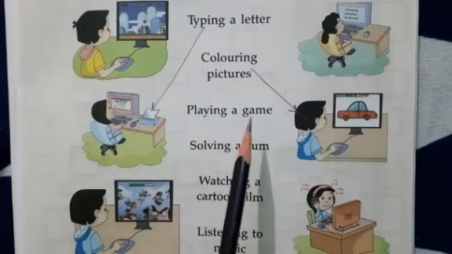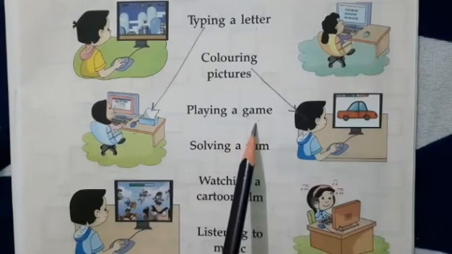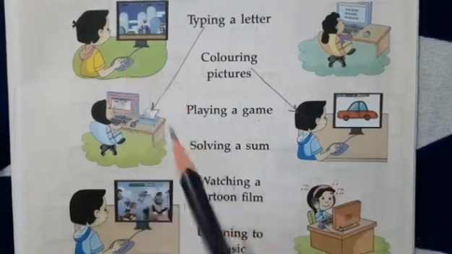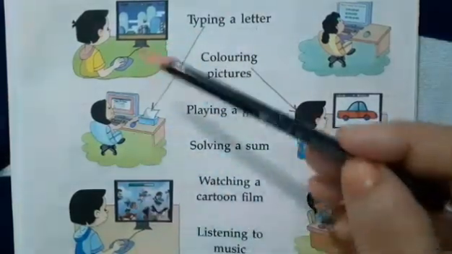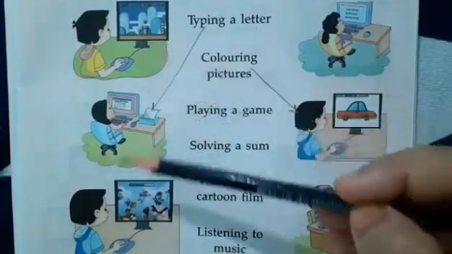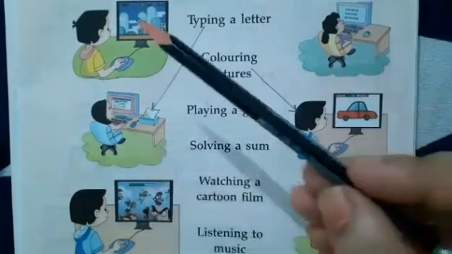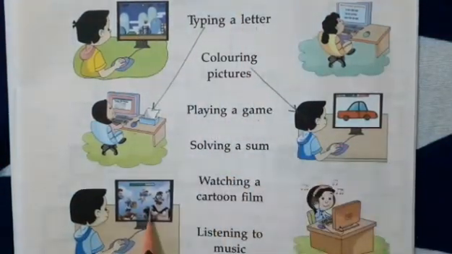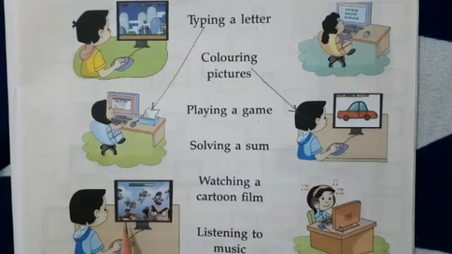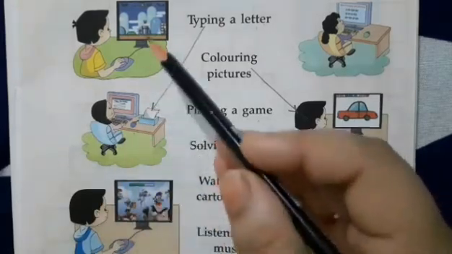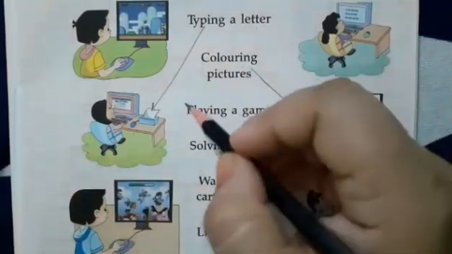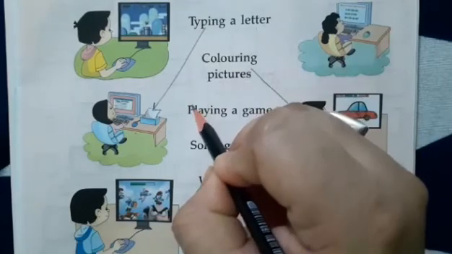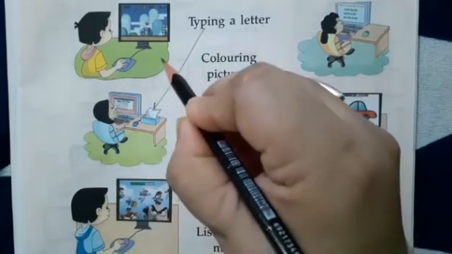Playing a game. Now, children, these two pictures are given in which you can get confused, because here this boy is playing a Mario game, and in this picture this boy is watching a movie. It is not a game over here. Many of the students have got confused between these two pictures. So match this sentence, playing a game, with this picture.